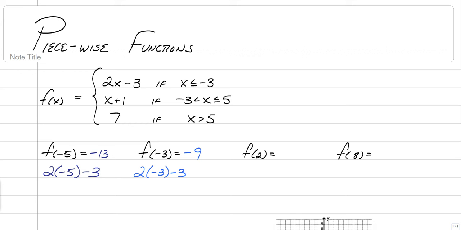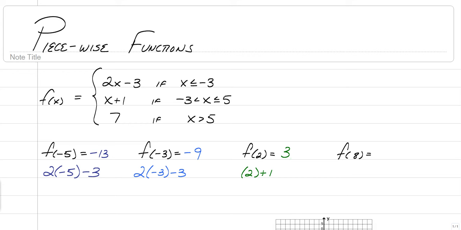So the next one, if you're going to find f of 2, the first thing you do is ask yourself, is 2 less than or equal to negative 3? The answer is no, so you move on to the next set of constraints. Does 2 land in between negative 3 and 5? And the answer is yes, it does. So you're going to substitute 2 into the middle function. So we have 2 plus 1, so f of 2 is equal to 3. And I'm pretty sure you understand by now.